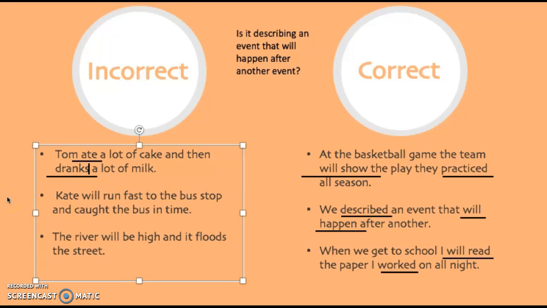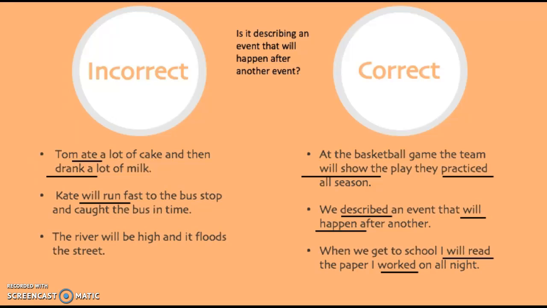Drank a lot of milk. Okay. So now moving on to the next one. Kate will run fast to the bus stop and caught the bus in time. Okay, so will run and then caught. So let's look at our rule there.